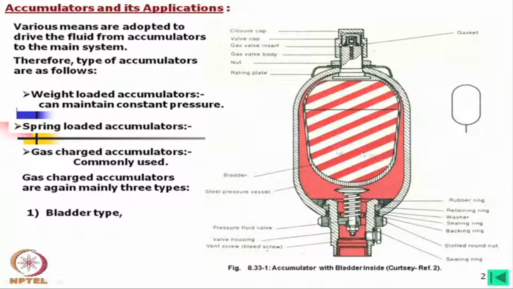The symbol of this accumulator, whether it is bladder or other type, is usually given by a single symbol like this.